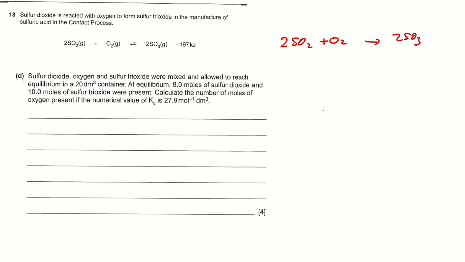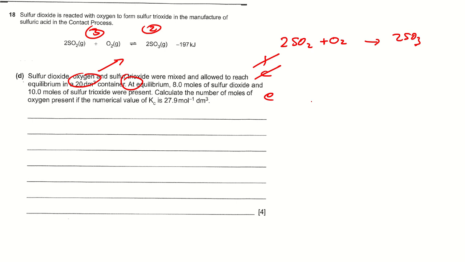We've got sulfur dioxide in a 20 decimeter cube container. Now this time I'm not going to be able to cancel out my volumes because I have 3 volumes on the left and I only have 2 on the right. So they're not going to be able to cancel out. It says at equilibrium, so actually I don't need to do my ICE table this time. I can get rid of that and I can get rid of that.